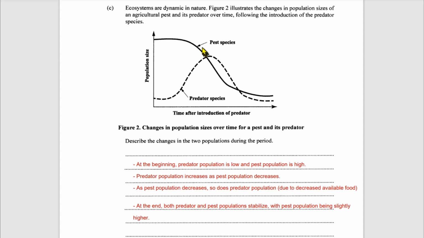But as the pest population starts to fall, there's less food available for the predators. So as the pest population falls, so does the predator population. You'll notice that the pest population would stabilize in the end to be higher than the predator population, because there must be more food than consumers. So in the end now, both predator and pest populations stabilize, with the pest population being slightly higher.